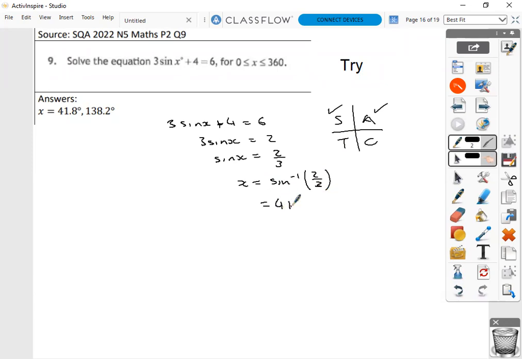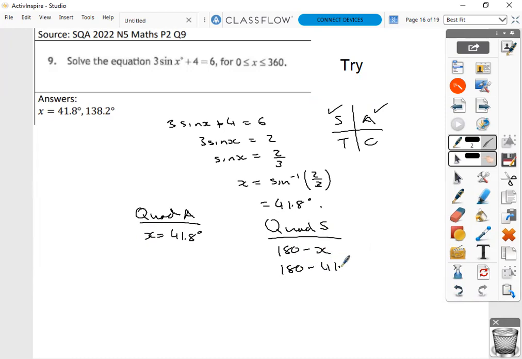41.8 degrees. Quadrant A, it's just x. Quadrant S is 180 minus our answer, so 180 minus 41.8 is 138 degrees.